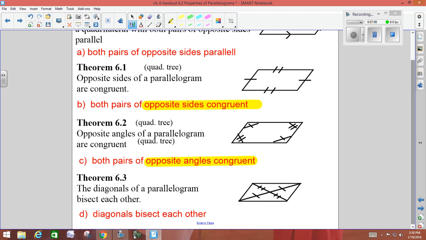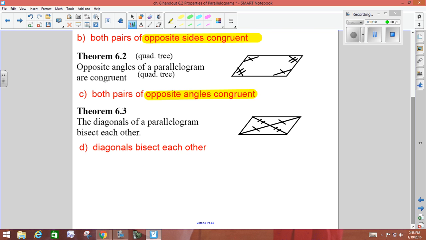Your last property is that the diagonals bisect each other. What does it mean to bisect? Good. So the diagonals are going to intersect and cut each other in half. Not each of the four are the same length. It's 2 and 2. So now you should on your quad tree have A, B, C, D all filled out for parallelograms. And that's all that we're going to fill out for today for that. So you can leave it out.